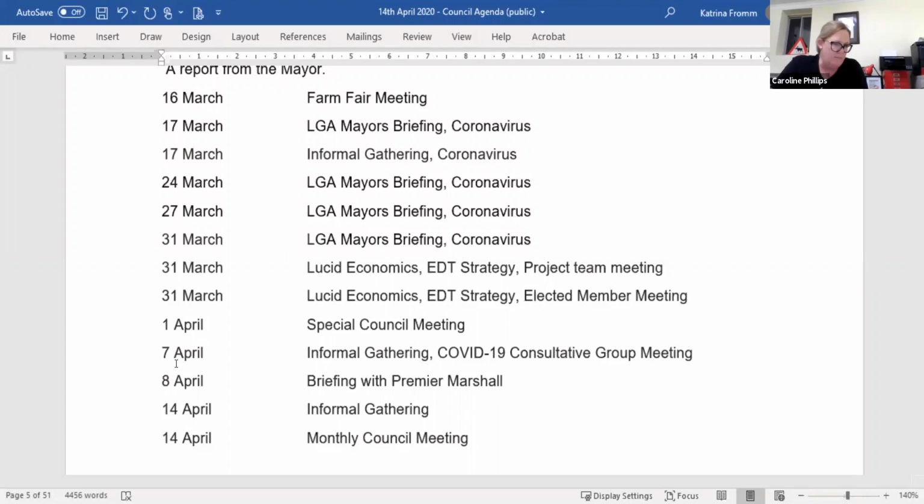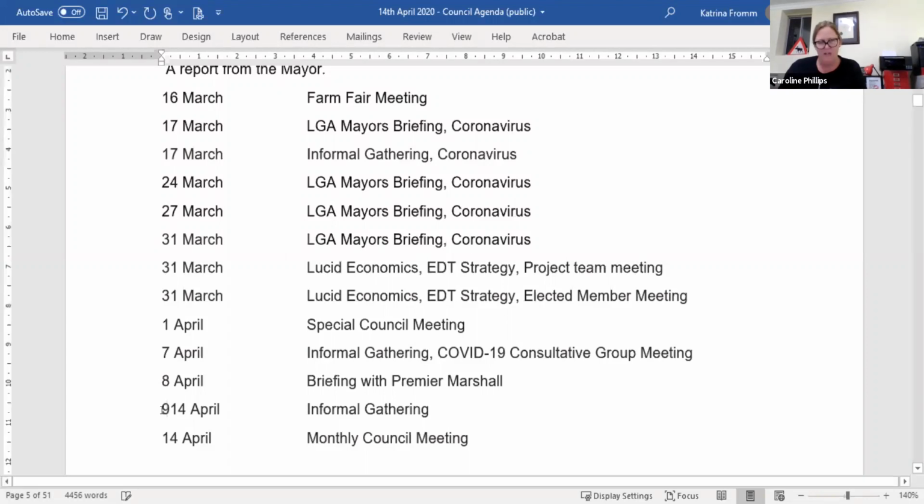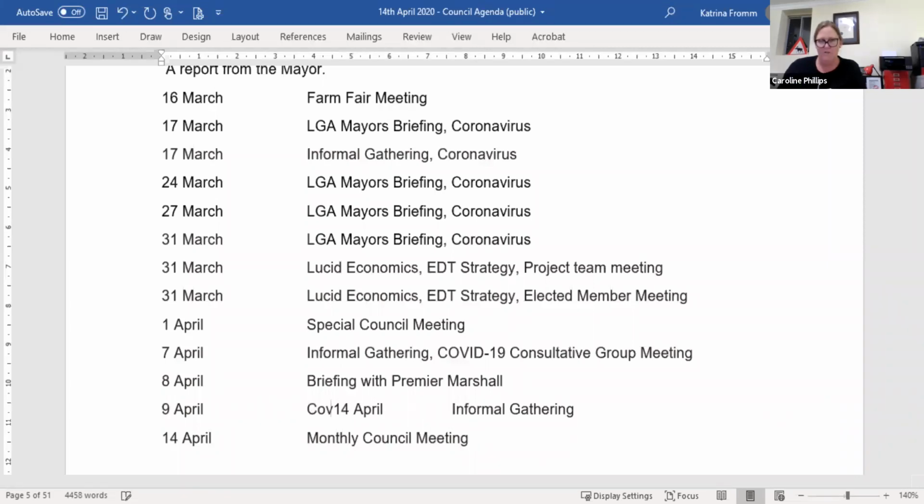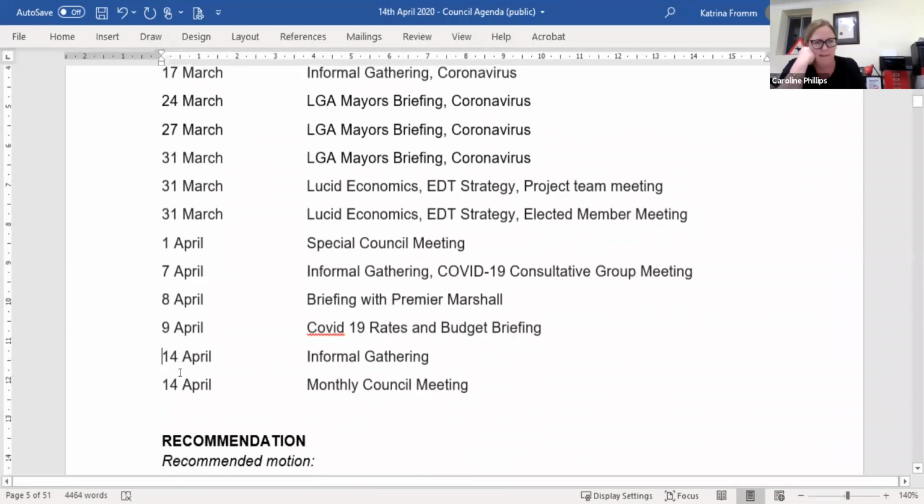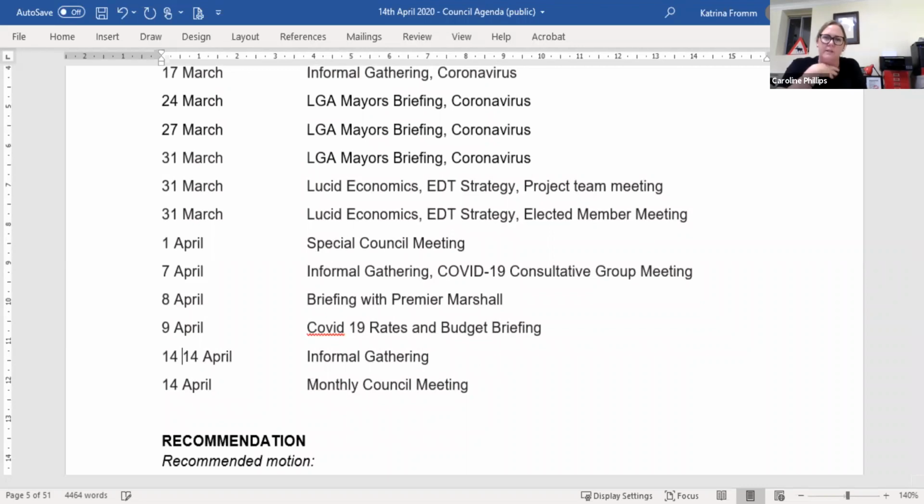So in between that, of course, we've had the Lucid Economics, the Economic Development and Tourism Strategy. And there was one other, Katrina, that I can email you separately, but the 9th of April, I attended via Zoom the COVID-19 rates and budget briefing, along with Eva was on that one as well. And on the 14th, which is today, we had a conference call with Tony Passon, and I think, Matthew, will that be touched on later in the agenda in terms of that item?